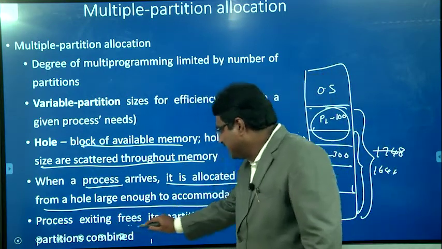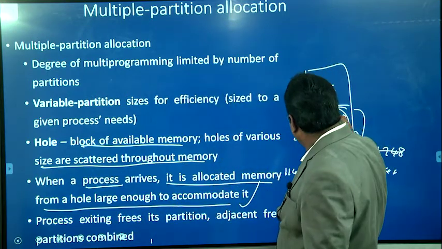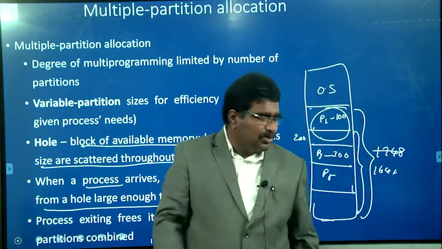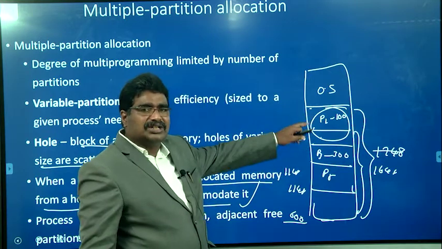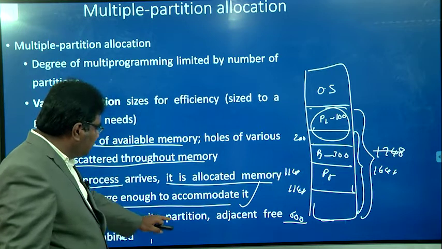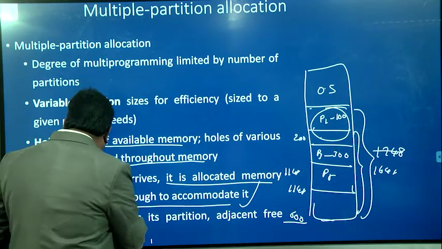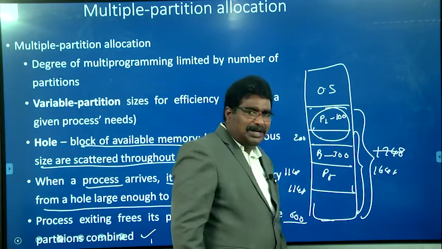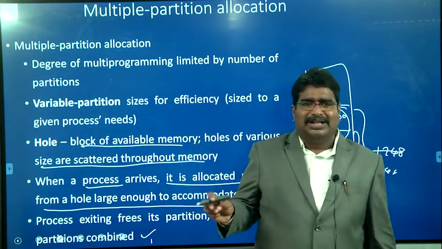And process exiting. For example, in the previous example, once the P1 process released its memory, the adjacent 200 MB of free space was also merged. That is nothing but a process exiting frees its partition, and adjacent free partitions are also combined. That is, once the process completes its execution, it simply releases the memory.